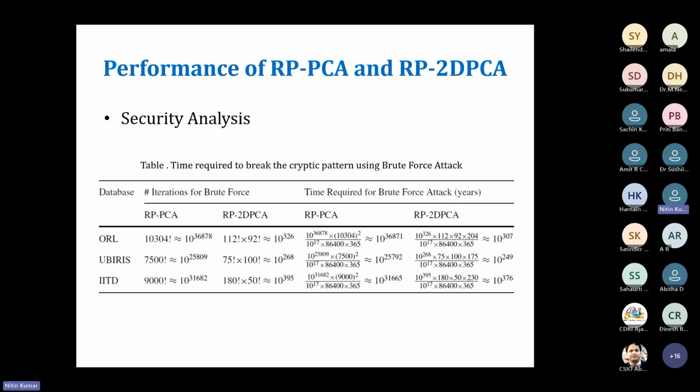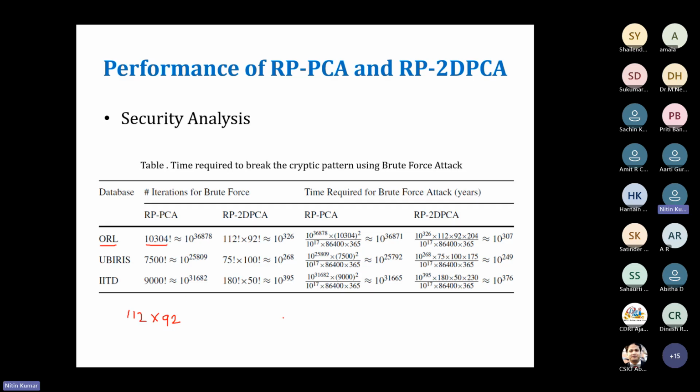Now it is important that we also do the security analysis, how secure the method is. If I want to track how secure the method is, I should be able to check how much time it will require to break that code, to break that pattern. So if we assume there is no prior knowledge of any pattern, and I consider this ORL image which is of size 112 by 92, this was the size of the image when it is converted into a 1D vector.